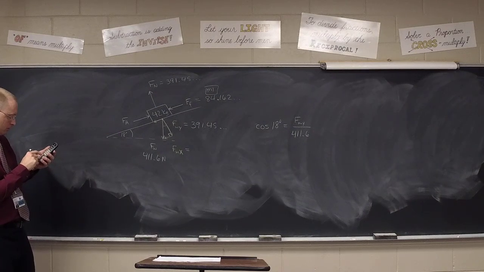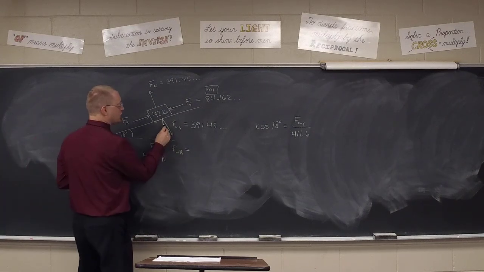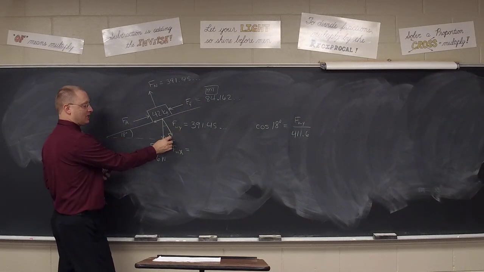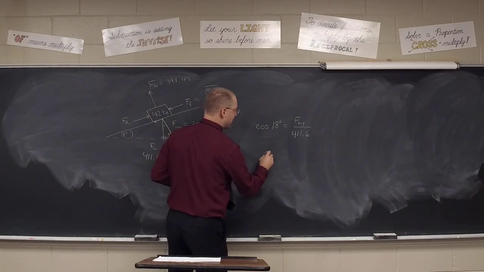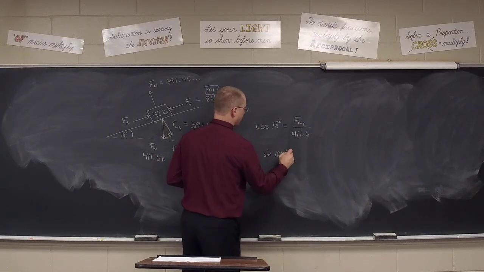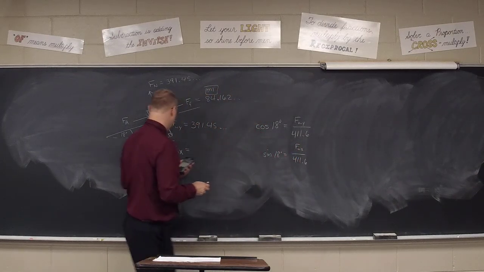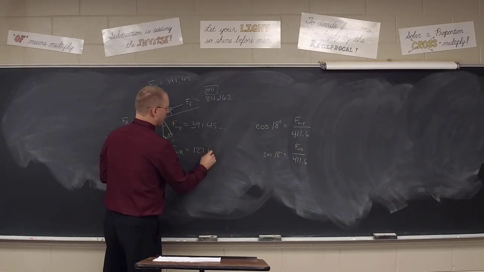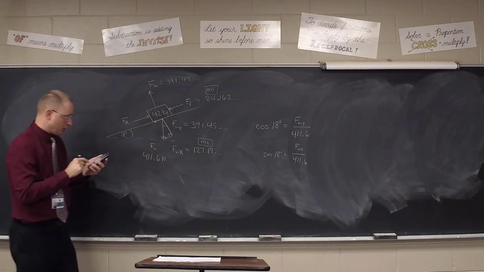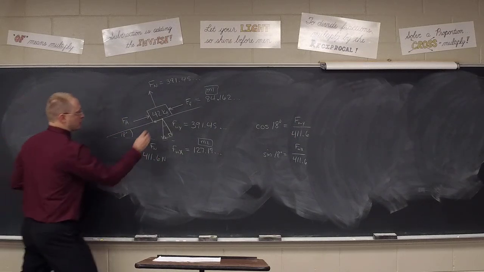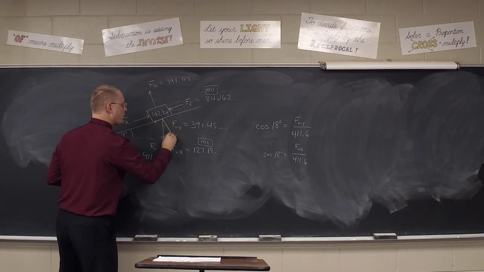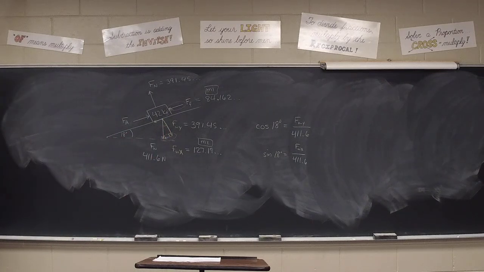127.19. Good. With relation to the 18-degree angle, this is the opposite. I know the hypotenuse, so we're going to say that the sine of the 18-degree angle equals the opposite, the weight in the x, over the hypotenuse, 411.6. We do get 127.19. I'm going to put this into memory too, so that the two forces acting down the ramp, working together down the ramp, are both in the memories.